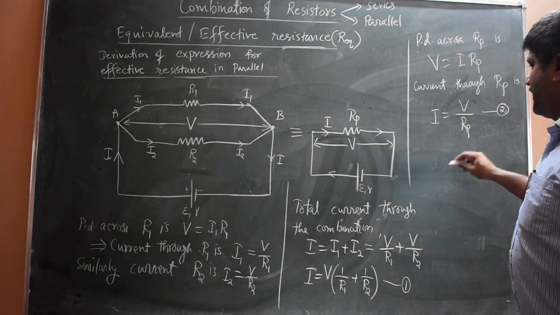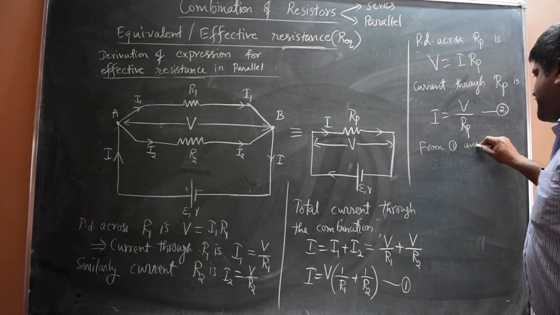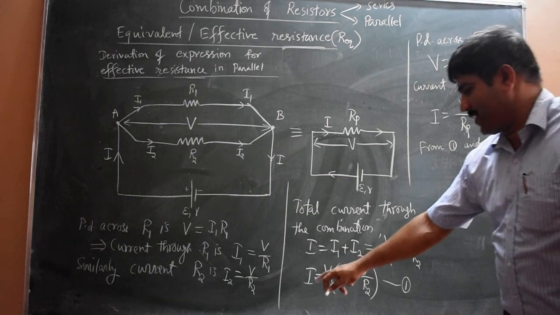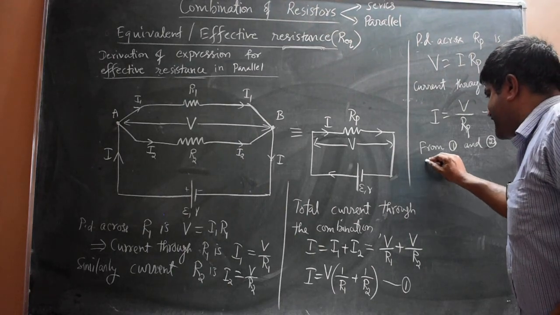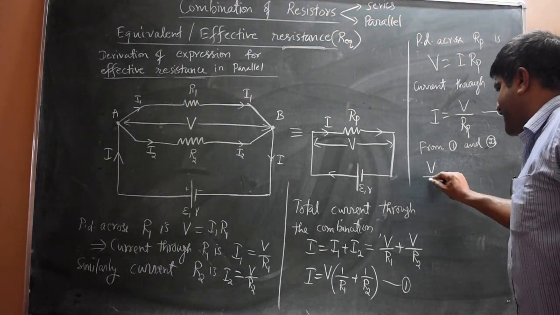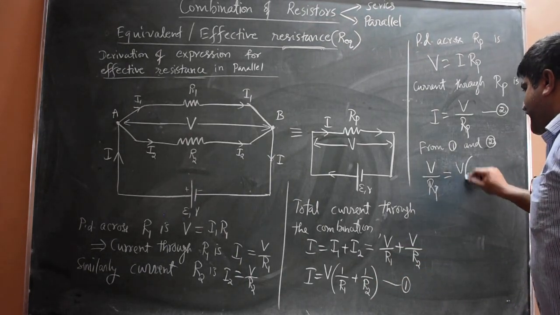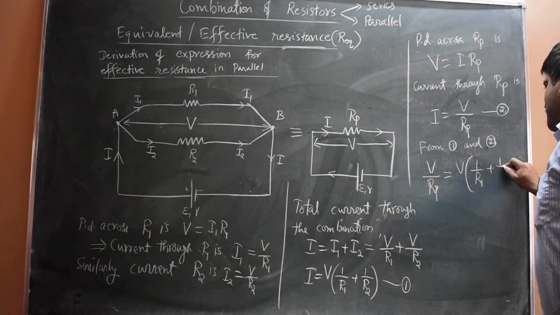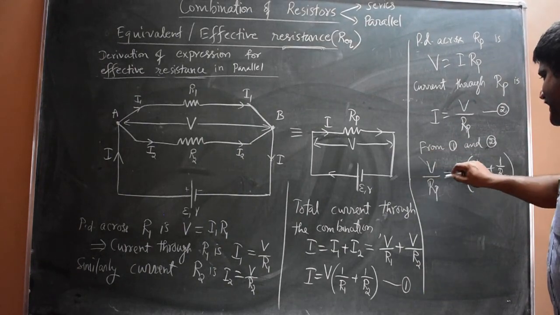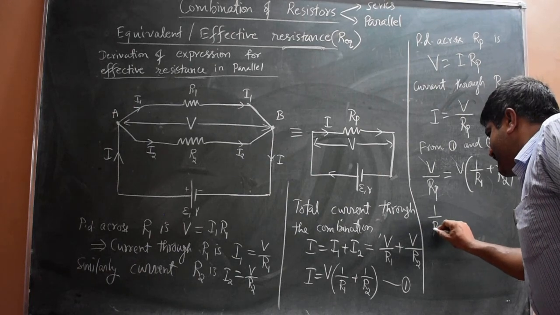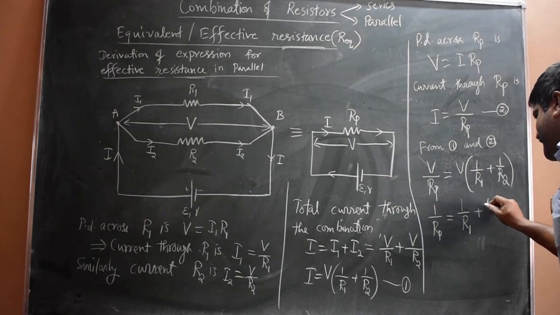So comparing equations 1 and 2, what we can write here: I equal to V times 1 by R1 plus 1 by R2, and I equal to V by Rp. Thus, writing V by Rp on the LHS equal to V common into 1 by R1 plus 1 by R2. Now V and V cancel as it is the same. So then we can write the final expression we got: 1 by Rp equal to 1 by R1 plus 1 by R2.